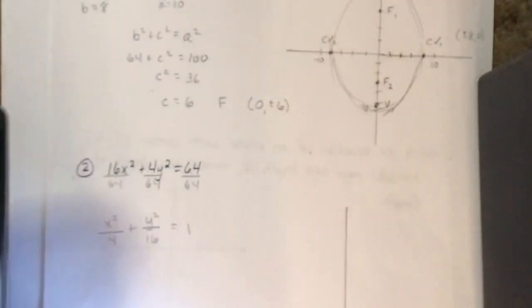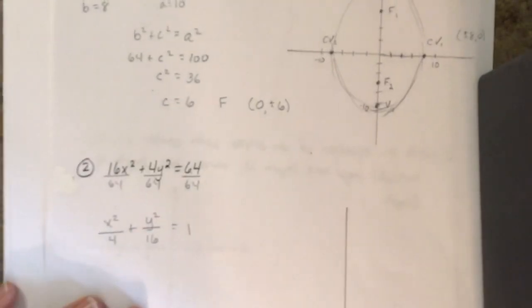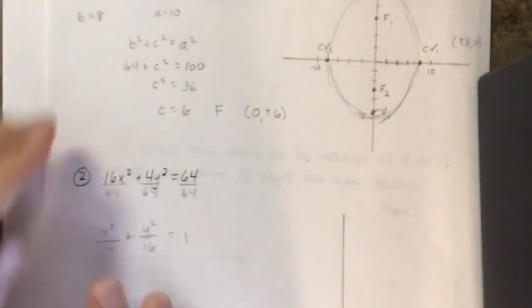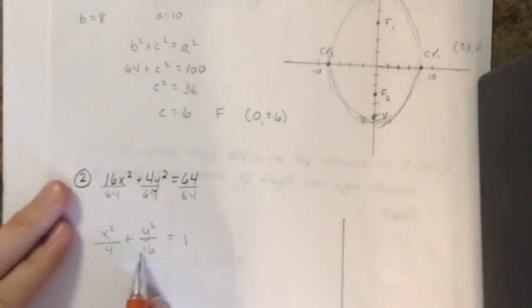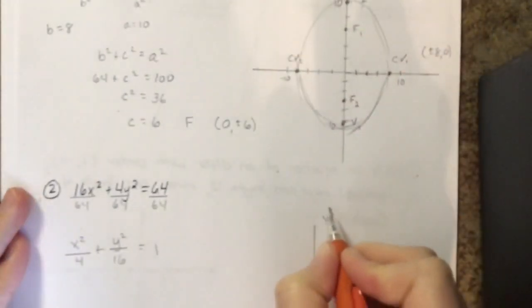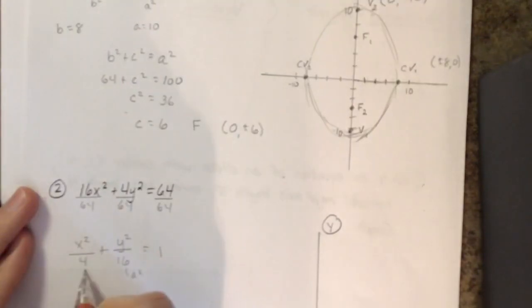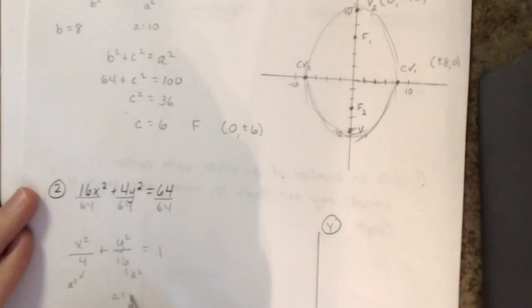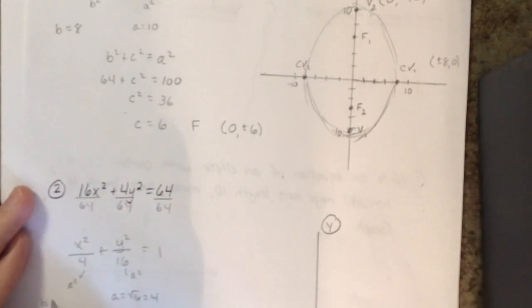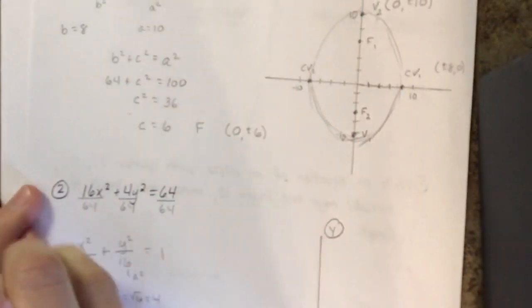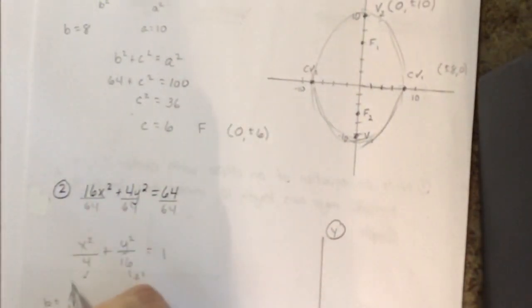Now, standard form, just like the last one. And it looks like y is our major axis again. So this is a squared, and this is b squared, because a is always bigger. A is the square root of 16, which is 4. B is the square root of 4. I got that wrong. B, which is 2.